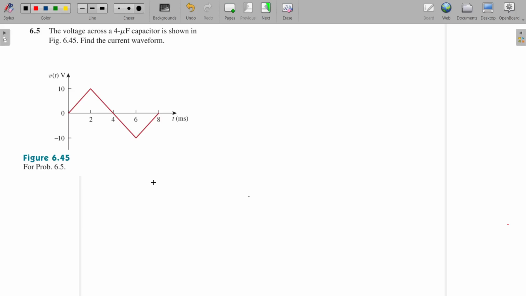Everybody, now we are going to solve a problem from Fundamentals of Electric Circuits by Alexander and Sadiku, 5th edition. This is question number 6.5 and we are asked to find the current waveform given the voltage waveform across a 4 microfarad capacitor. Directly we can write the equation of this current using the formula i_C(t) is equal to C dV/dt.